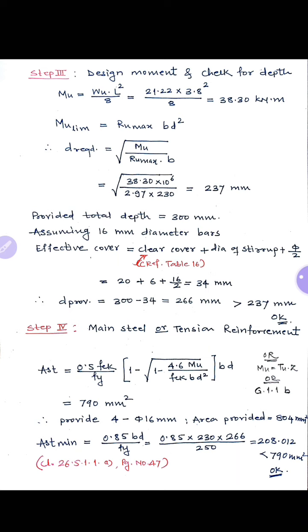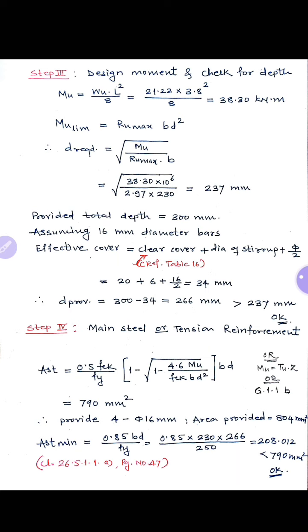Once we have checked the depth, we now have to calculate tension reinforcement, that is main steel. Since this is a simply supported beam, we are going to provide tension reinforcement at the bottom. This value of main steel we are going to find out using the basic equation Mu is equal to Tu into Z, since this is a rectangular, singly reinforced section. If you don't remember this, you can refer to annexure G 1.1b of IS 456, and from that equation also you can find out this Ast, or you have to remember the basic equation of Ast.